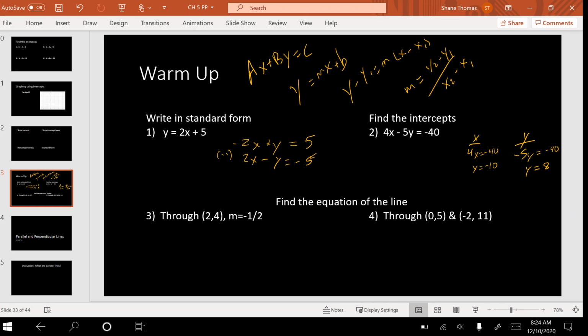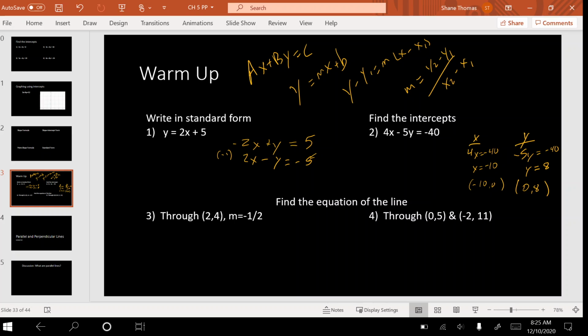Now, I think that answer is 75% right. What are we missing? Points, right? Make it a point. So your x point is going to be negative 10, 0. And then your y point is 0, 8. All right, so there's my 2 points. My two intercepts are negative 10, 0, and 0, 8.